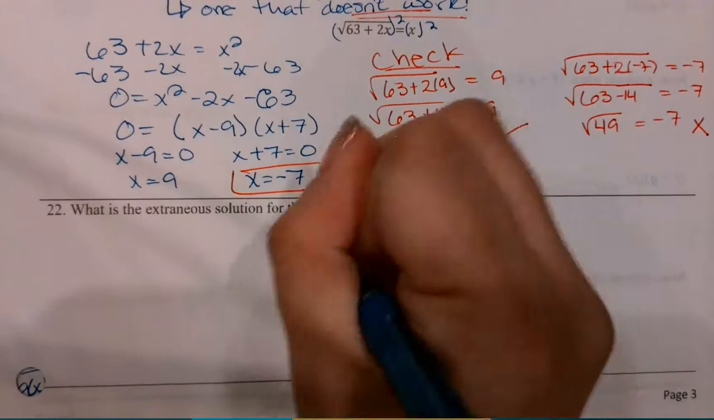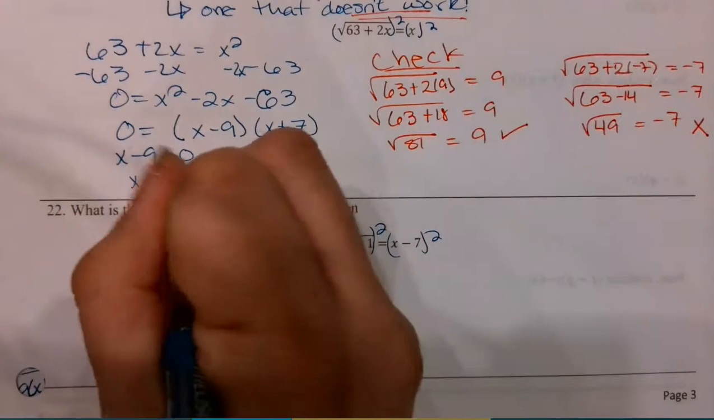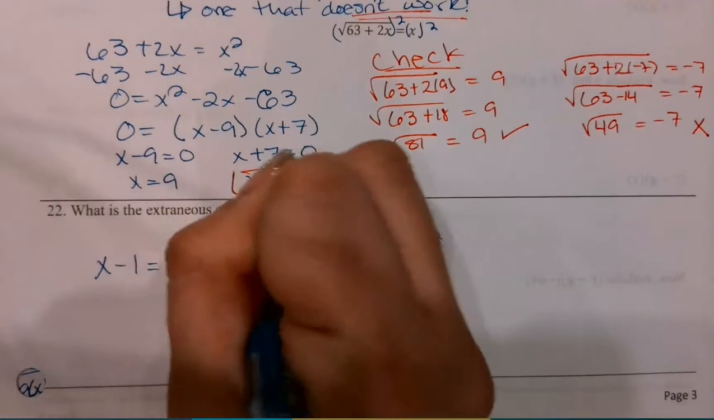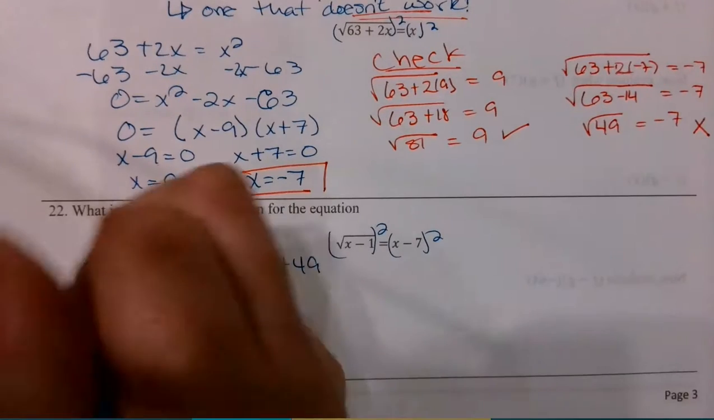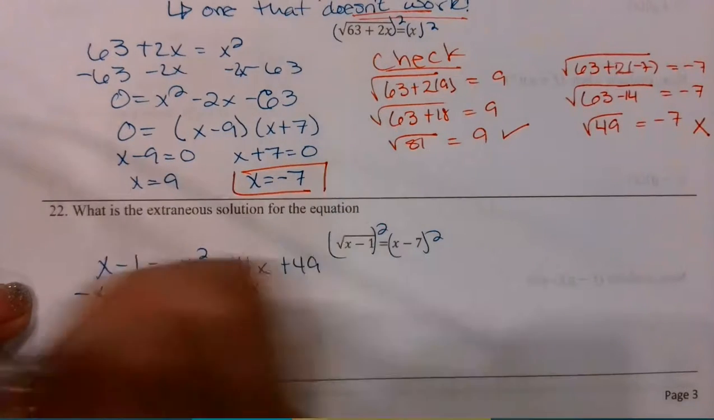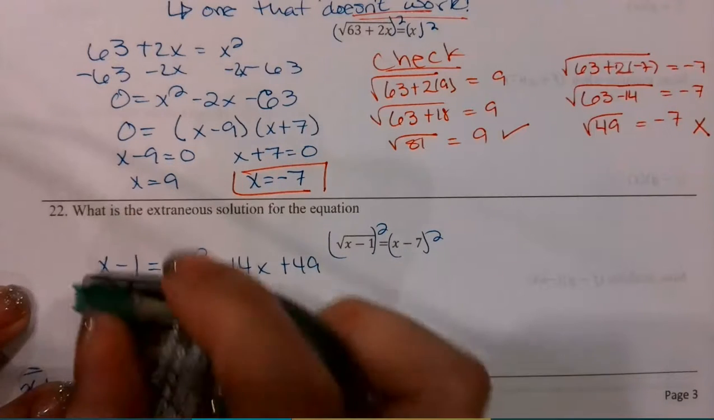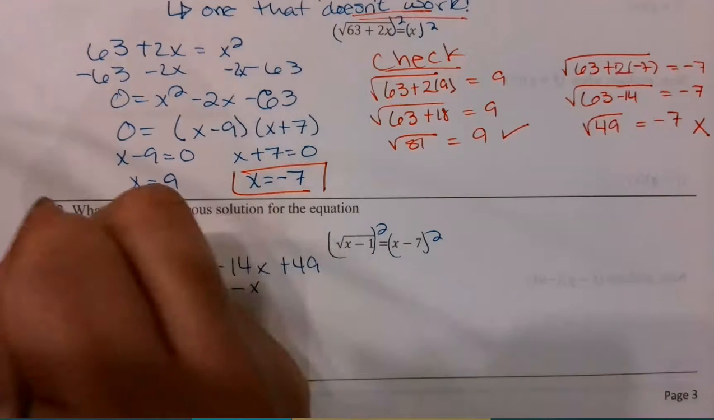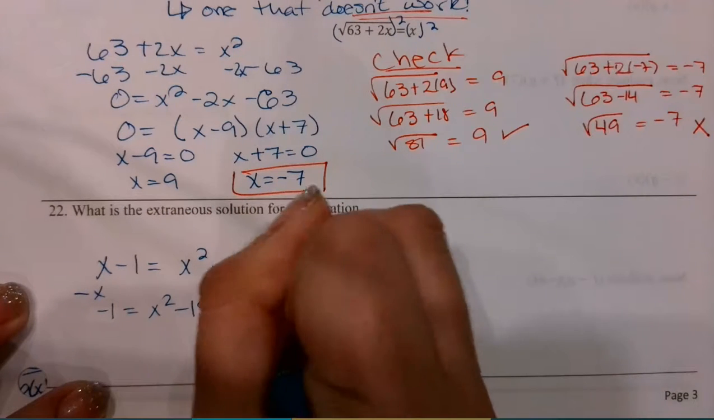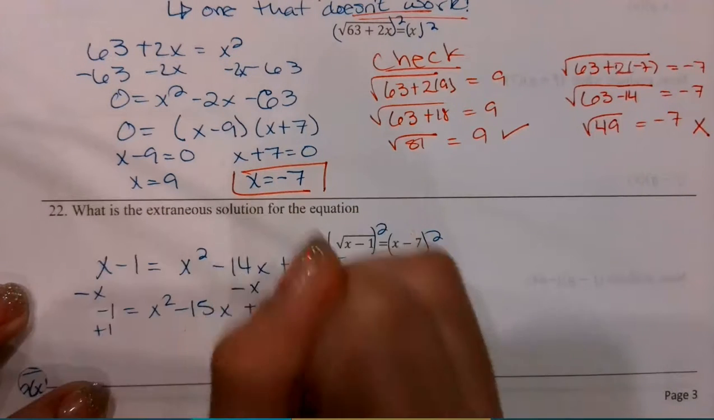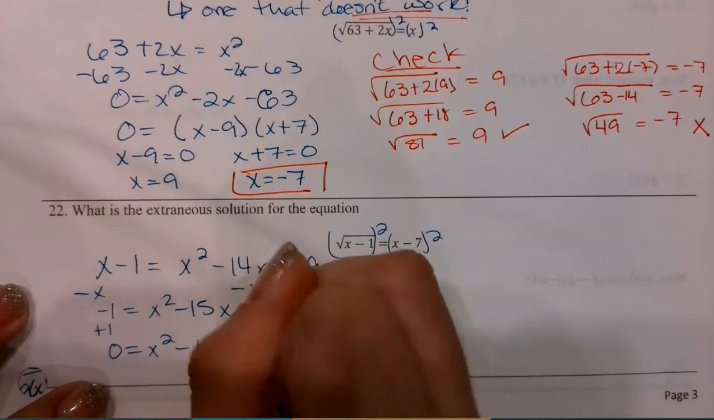So I want to start off by squaring both sides. I have x minus 1 on the left. x squared minus 14x plus 49. I can use the box method to check my work there. Then I want to get everything over, so I subtract x on both sides. Negative 1 equals x squared minus 15x plus 49. Add 1. I get 0 equals x squared minus 15x plus 50.